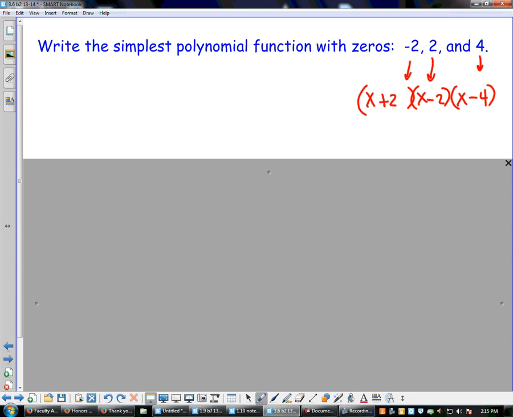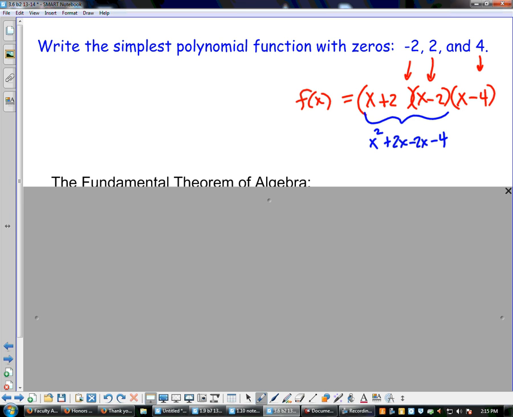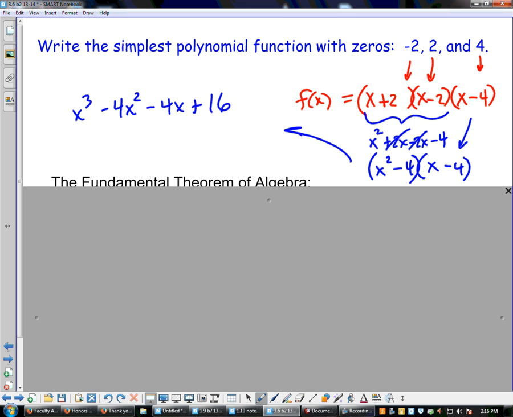x minus 4. So this really would be our polynomial function, but we should put it in standard form, which means we should multiply it out. If we multiply these two together using FOIL, we would end up getting x squared minus 4. And then let's say we multiply that by the x minus 4, again using FOIL, and we would get x cubed for the first terms, minus 4x squared for the outer terms, minus 4x for the inner terms, and plus 16 for the last terms. So this would be our simplest polynomial function that has zeros -2, +2, and +4.